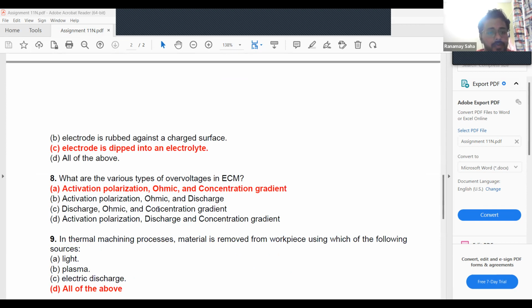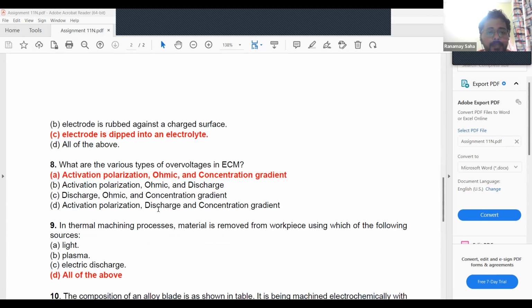And then what are the various types of overvoltages used in ECM? Yeah, so there is a nice curve explaining these overvoltages during the process of ECM, starting with activation polarization, then ohmic and concentration overvoltage. Okay, these three are the different overvoltages, and there is a nice curve defining them during the electrochemical machining process.